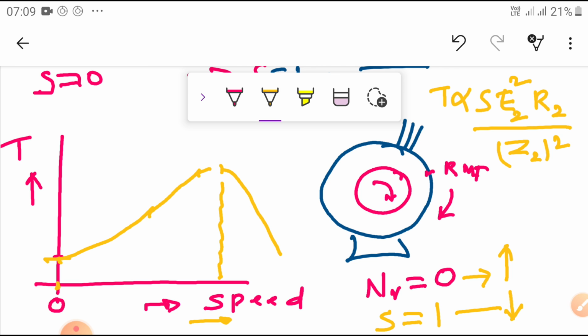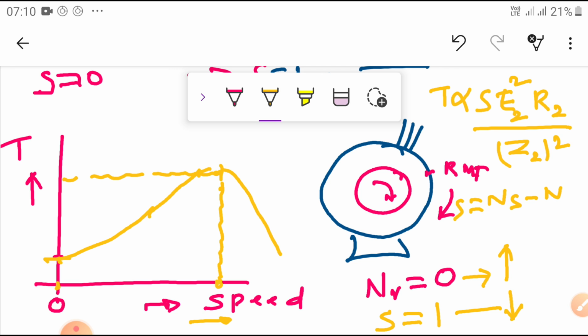So, we know what the slip is: slip is equal to ns minus n, and n is equal to 0 initially. Now, as the speed increases, the slip speed decreases. At one condition, this is the maximum torque developed in this case. At that condition, we can say this is the speed.